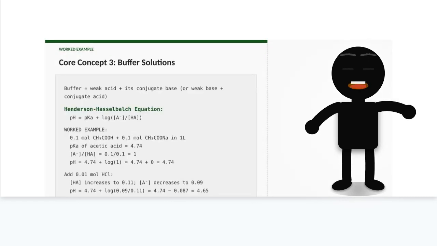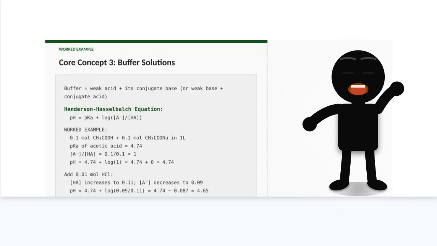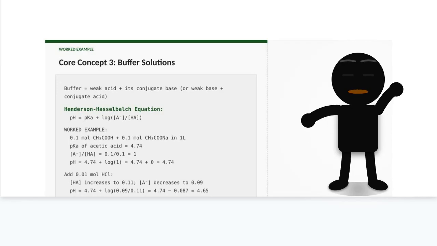A buffer solution resists changes in pH when small amounts of acid or base are added. It consists of a weak acid and its conjugate base in significant quantities. The Henderson-Hasselbalch equation is your calculation tool, pH equals pKa plus the log of the ratio of conjugate base to acid. When the ratio is 1, equal concentrations of acid and salt, pH equals pKa exactly. This is the point of maximum buffering capacity.